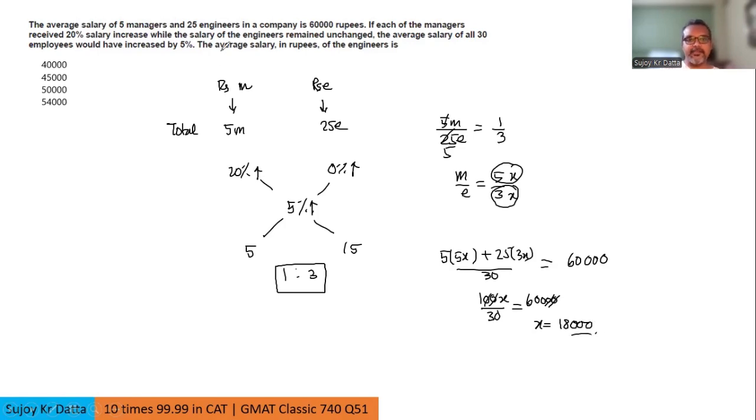Now the question they have asked is the average salary of the engineers. The average salary of the engineers, so that is E, right? And E we have is 3x. So the question is asking what is 3x? So clearly 3x would be 54,000. So that is the fourth option. Right? Let's move on to the next one.